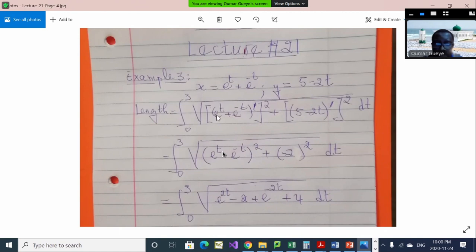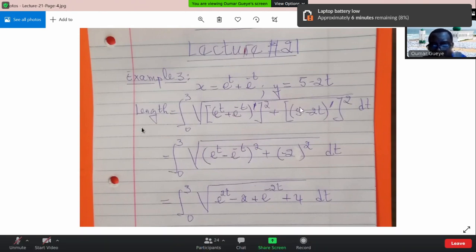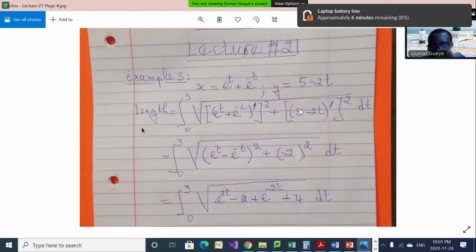So when you differentiate e to the power t, you still get e to the power t. But when you differentiate e to the power negative t by chain rule, it's going to be negative e to the power negative t. So we differentiate the second bracket here. First term is a constant, so we'll get 0. And you differentiate negative 2t, it becomes a negative 2.